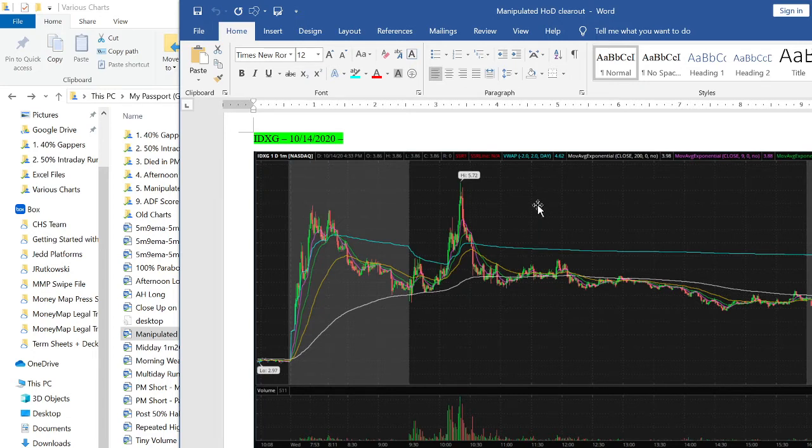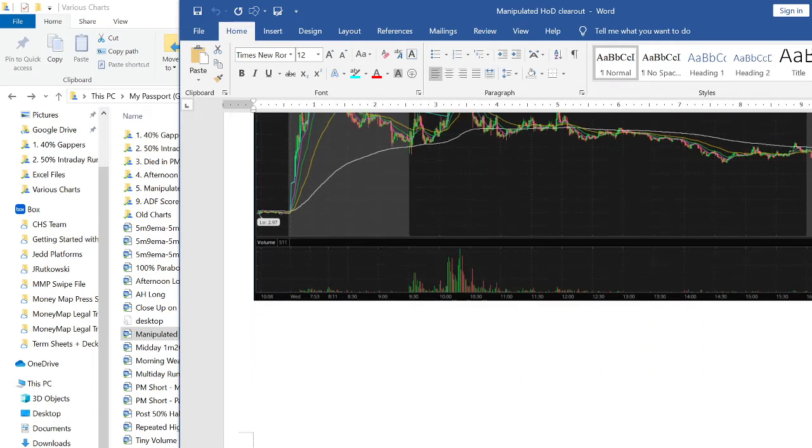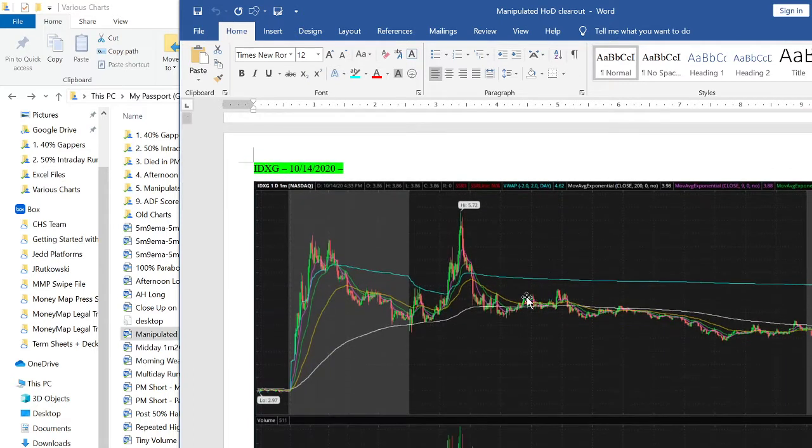It's a game of retail investors versus manipulators. People with big pockets versus a lot of other people with smaller pockets. That's how the game is played. And I'll show you that. I have chart after chart after chart of this that exactly proves that.